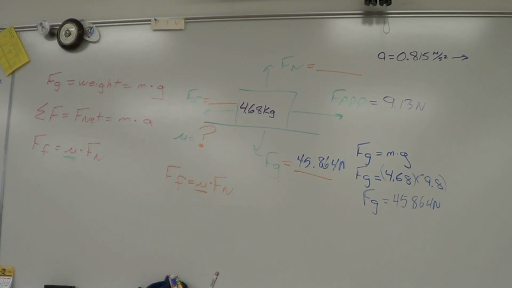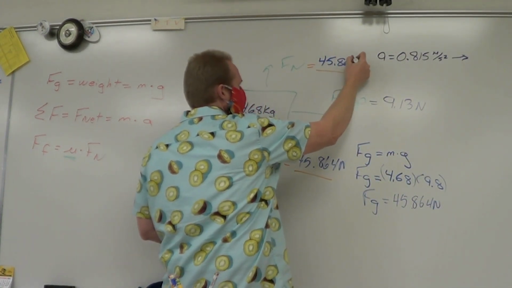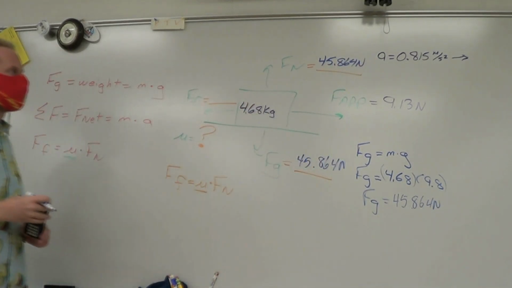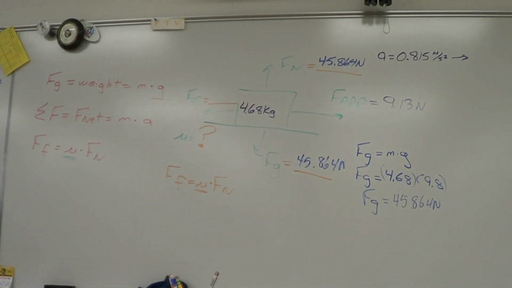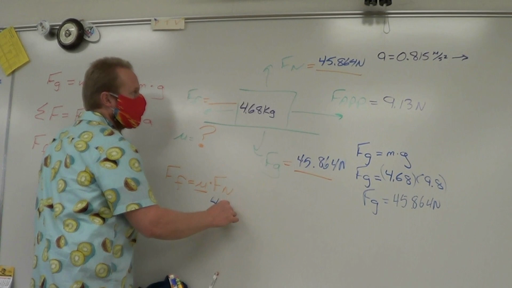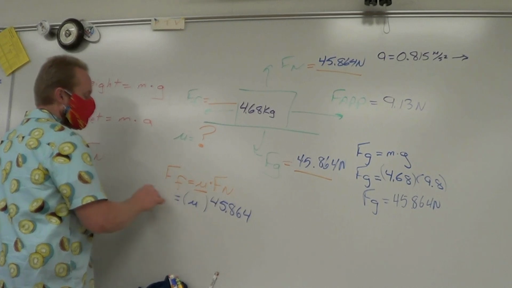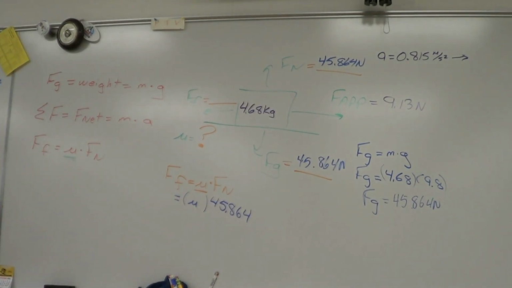Force in the y direction, balanced or unbalanced? Balanced. How many ups versus how many downs? One and one. So what's true about all my ups minus all my downs? They have to add up to 0. So therefore they must have the same value, right? So this is 45.864 newtons as well. That gets us one step closer to finding mu, because now we know that this is 45.864. Then it's easy peasy, of course.